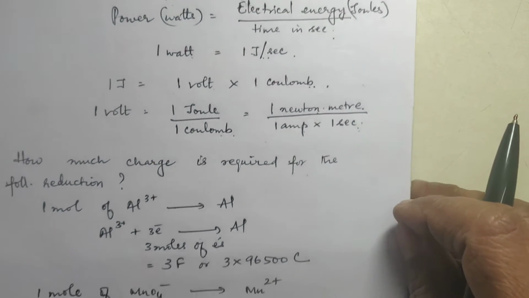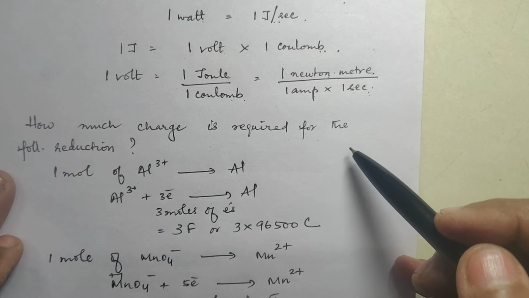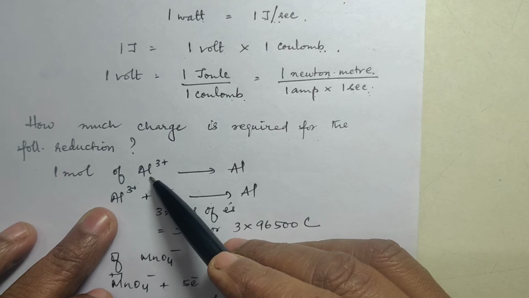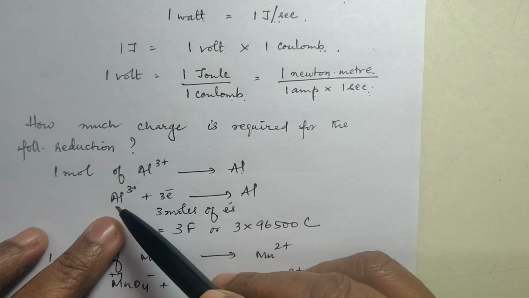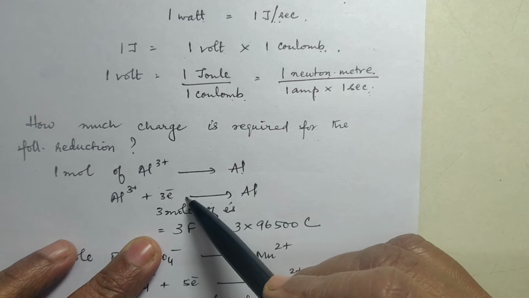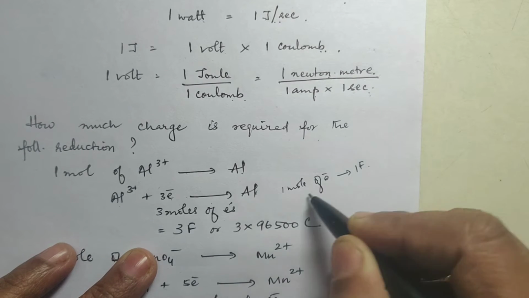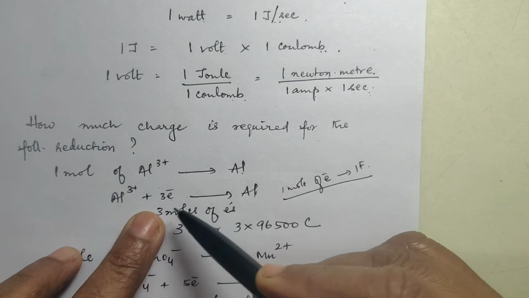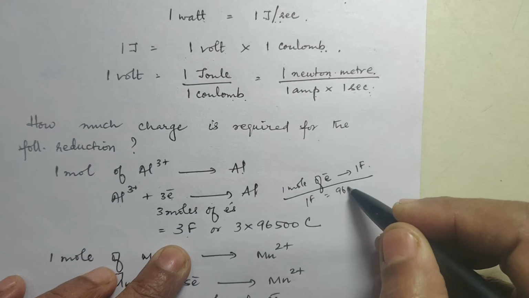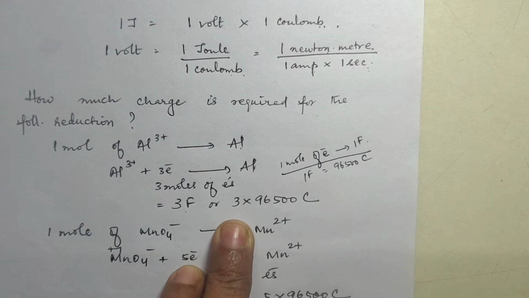Now, let us come to Faraday's laws, some numericals. How much charge is required for the following reduction? 1 mole of aluminium ion to aluminium. So Al3+ plus 3 electrons gives you Al. Here 3 moles of electrons are involved. I told you 1 mole of electrons will carry a charge of 1 Faraday. So 3 moles of electrons means 3 Faraday. And 1 Faraday is equal to 96,500 coulomb. So 3 Faraday will be 3 into 96,500 coulomb.